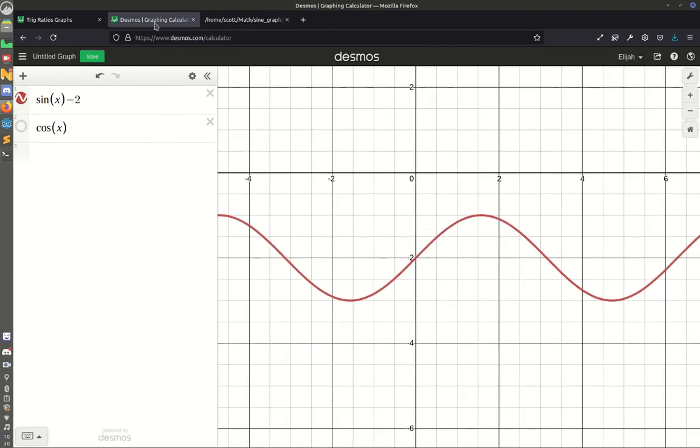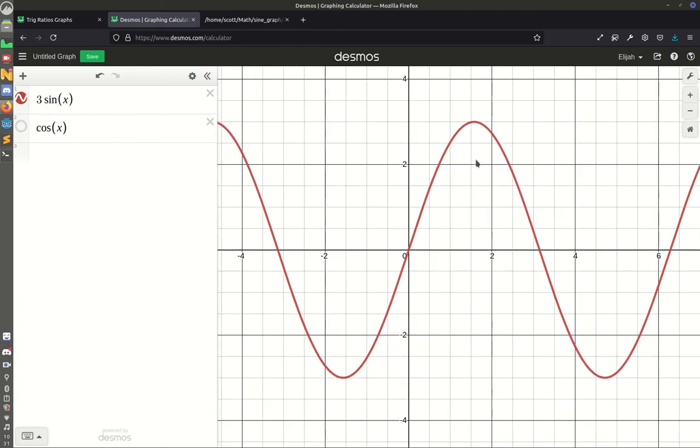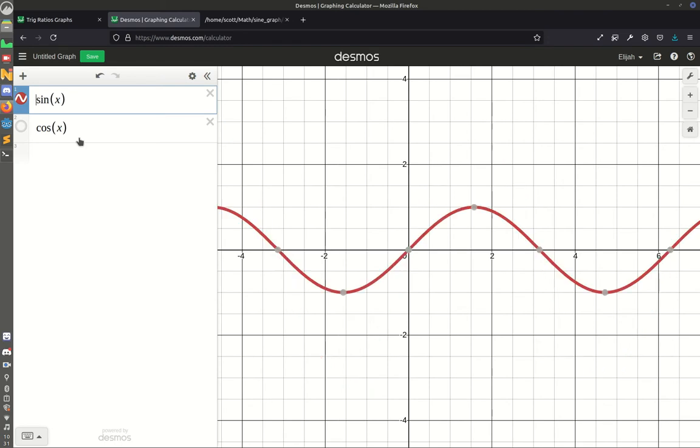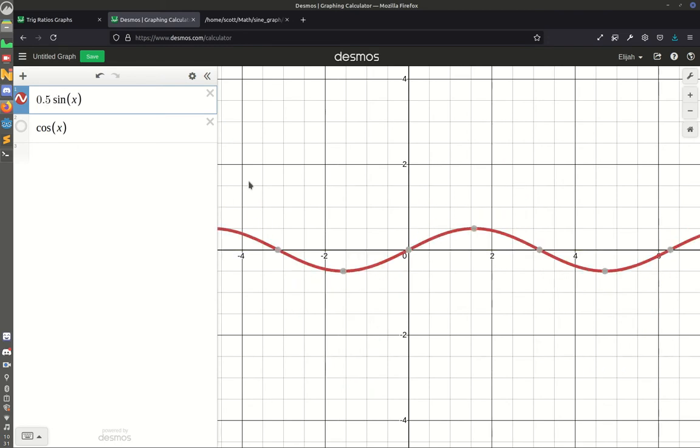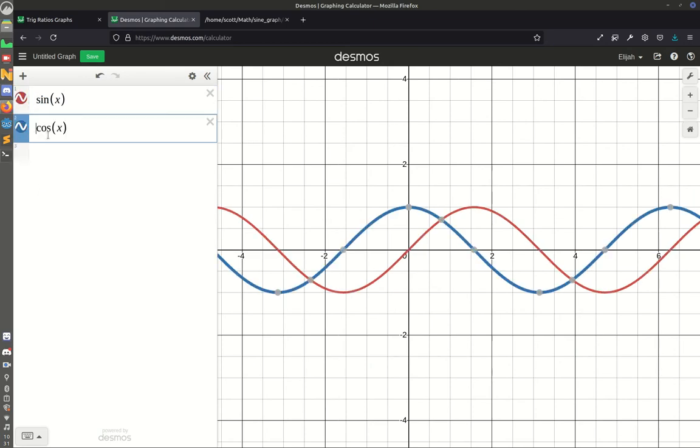So we have transformations that can happen by adding and subtracting different numbers. The other transformations that can happen to it is when we do multiplications at the front. So we can multiply this by 3, and it stretches upward. And we can multiply it by 0.5, and now it's kind of squished down. And all of these same things will apply to cosine as well.